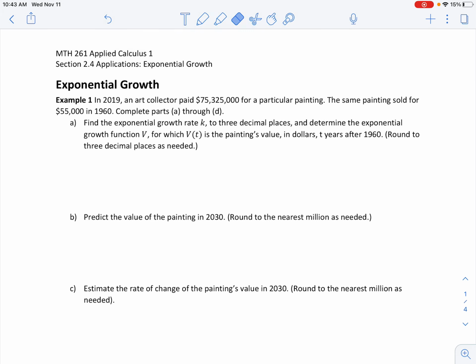The blank note is posted on Canvas. When I am done with this, I will also post the completed notes.